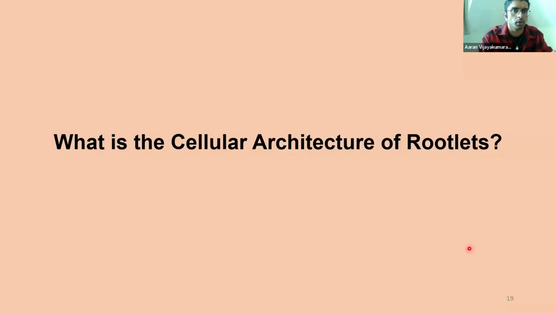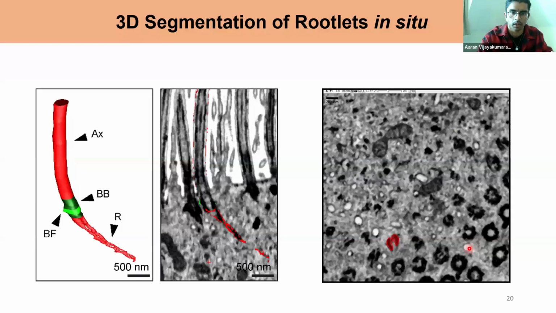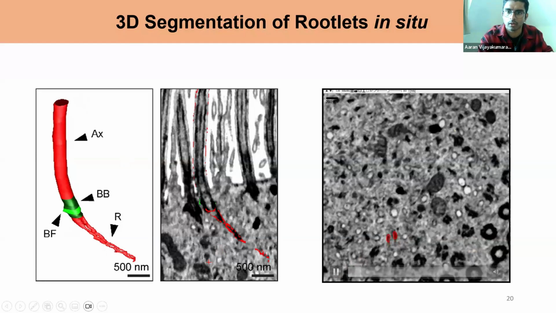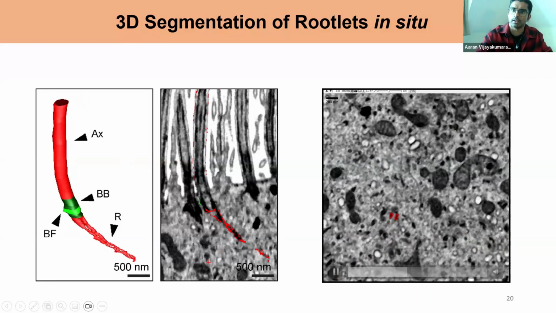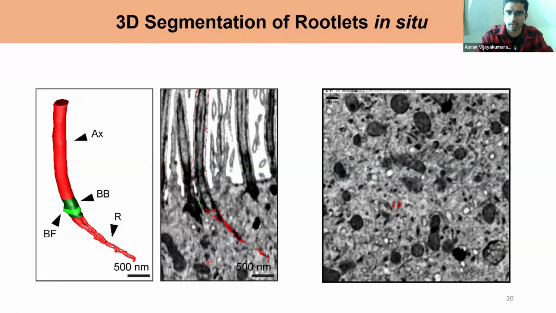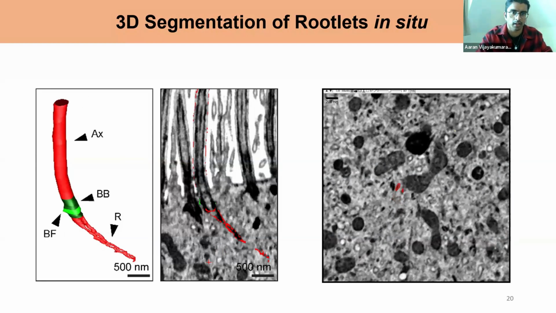So, what's the cellular architecture of rootlets? On the screen, you can see an example of a rootlet and the cilia from a side-on view, where we have the axoneme, the basal body, the basal feet, and the rootlet and the corresponding micrograph. Now I'm hoping this works. Over here, we have a manual segmentation of a rootlet that I segmented. And this really gave me the ability to assess the morphological characteristics of individual rootlets from multiple differentiated cells.